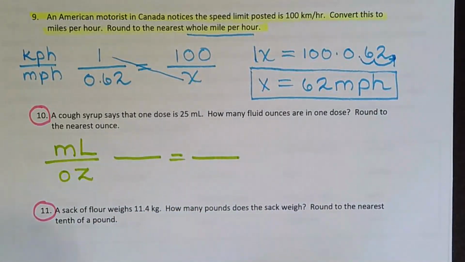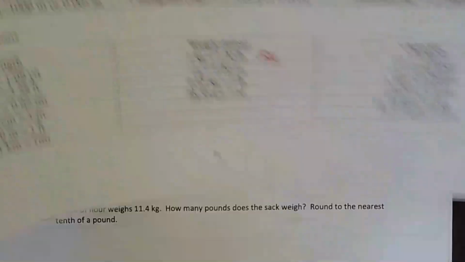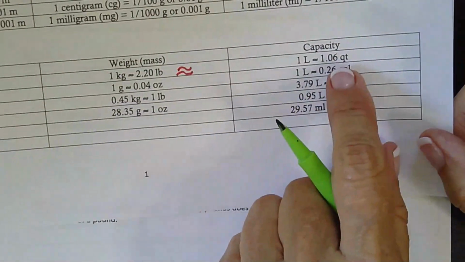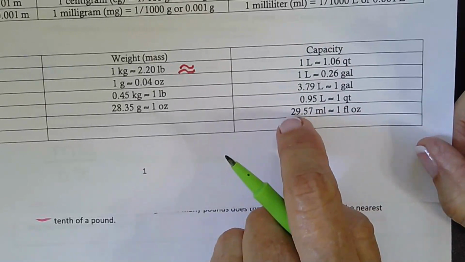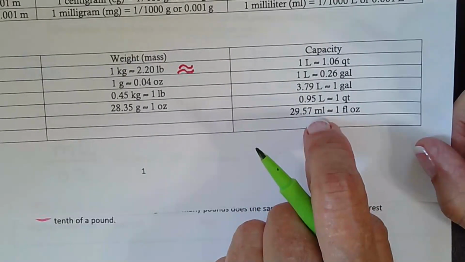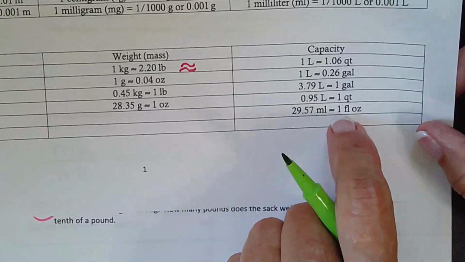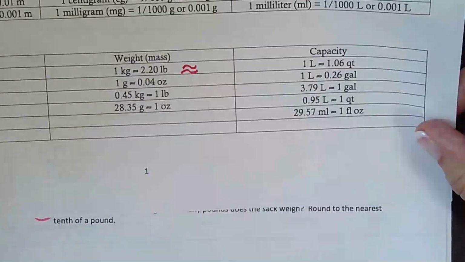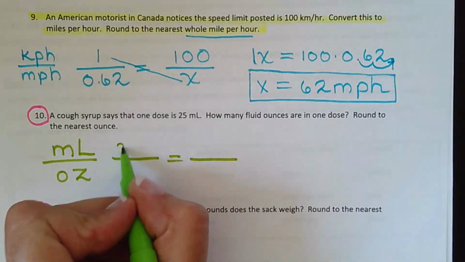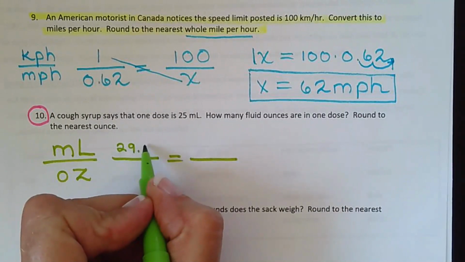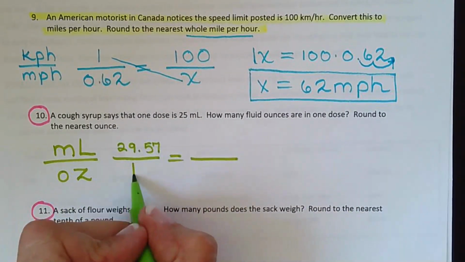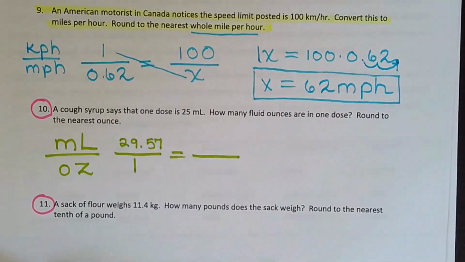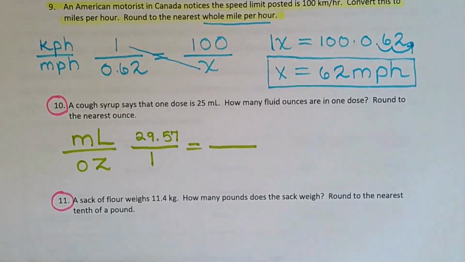So we're changing milliliters to ounces. So we go to our sheet. This is capacity, and milliliters to ounces right there. 29.57 milliliters is 1 ounce. So 29.57 milliliters equals 1 ounce.